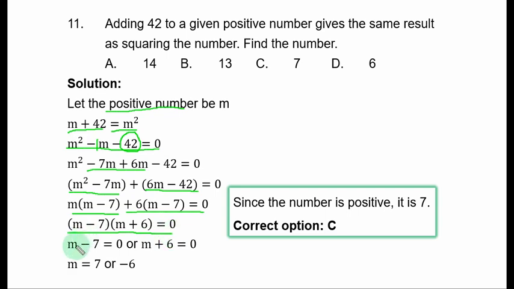Here you equate each term to 0, that is m minus 7 equal to 0, or m plus 6 equal to 0. If you transfer the respective constant terms, you have m equal to 7 or minus 6. Since the number is positive, it must be 7. So C is the correct option.